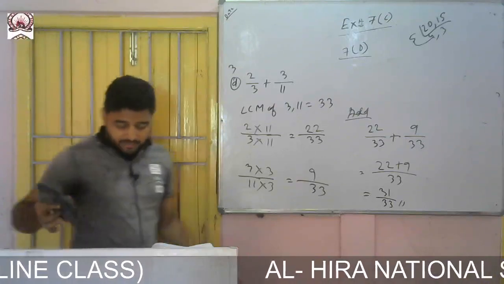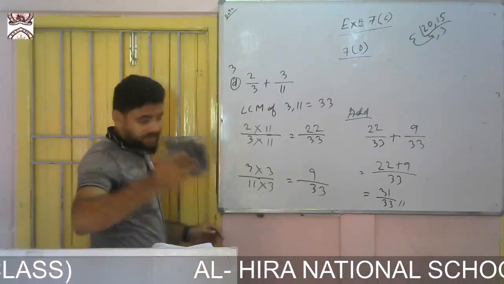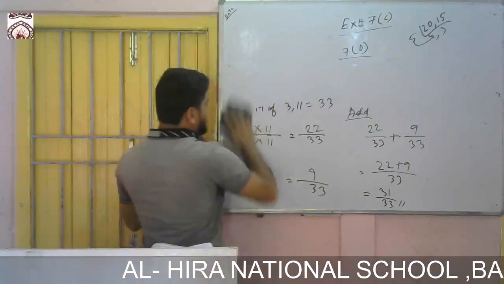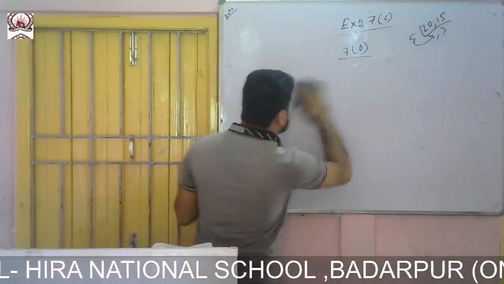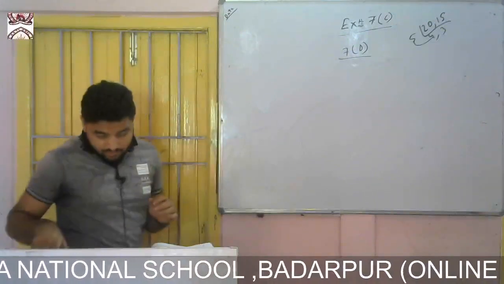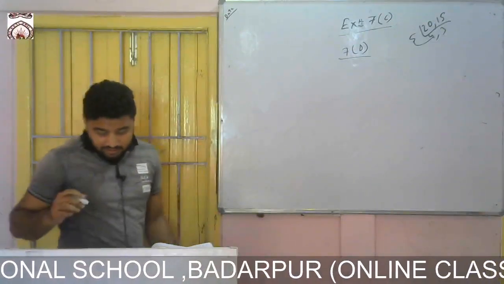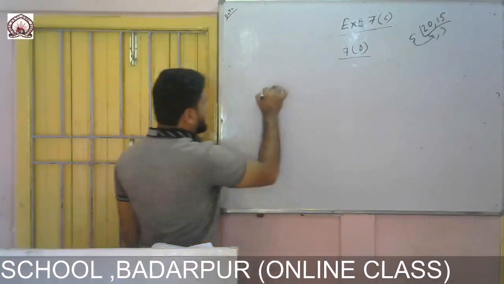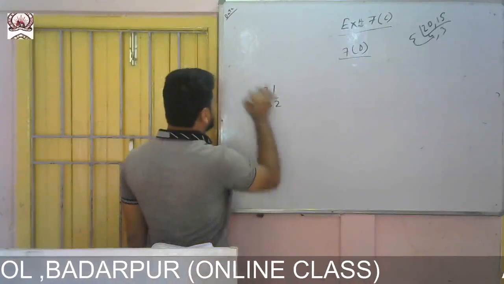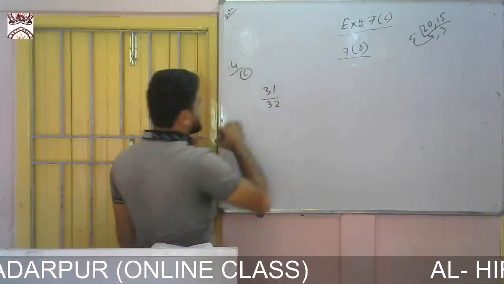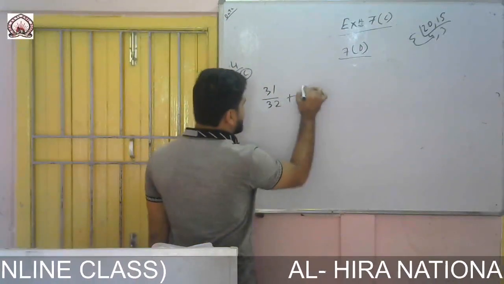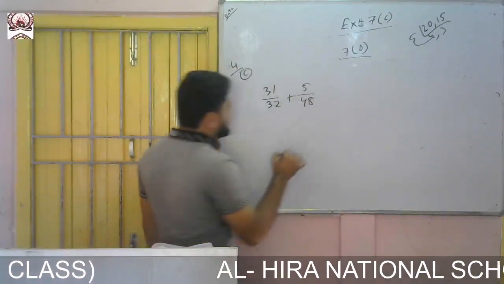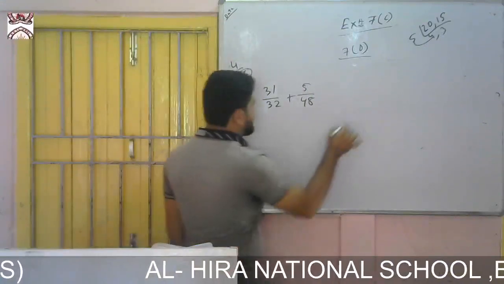Okay, it is a bit big. So question number 4, question number C. So 4C is 31 by 32 plus 5 by 48. Okay, so first you take the LCM of 32 and 48.